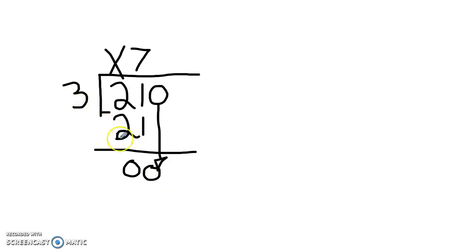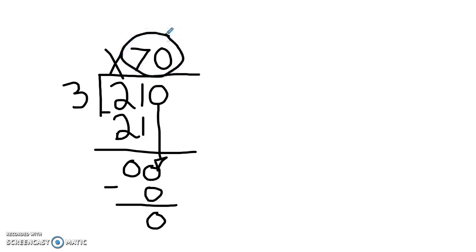Now we think 3 going into 0, that happens 0 times. Then we multiply. 3 times 0, well, that's 0. And then we subtract. 0 minus 0, we have 0. Now, we have no digits left to drop. Our answer is 70. So again, this method is different than what you're used to. We don't have anything on the right side, and our work stays below our dividend.